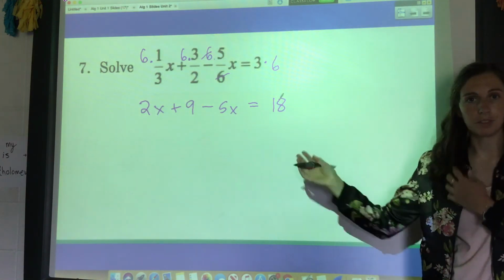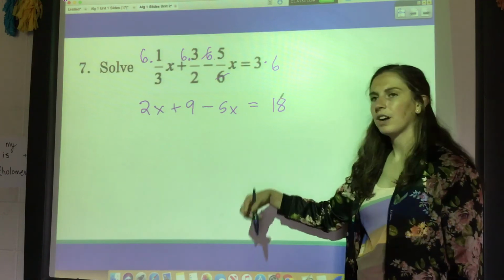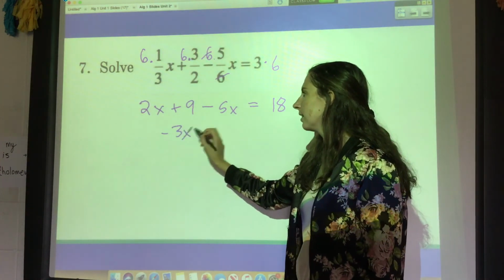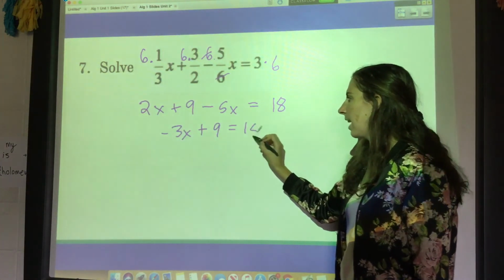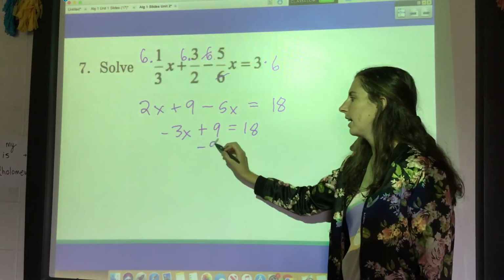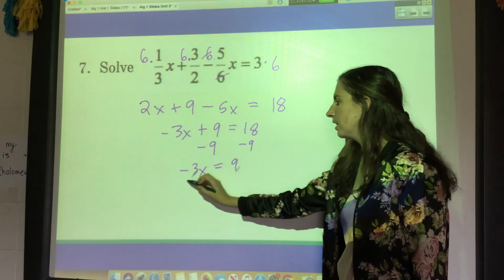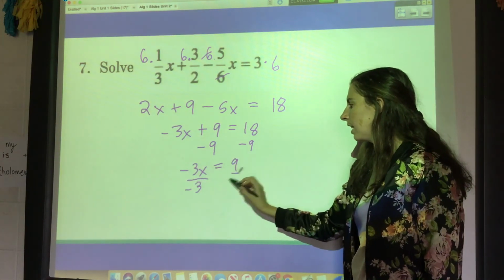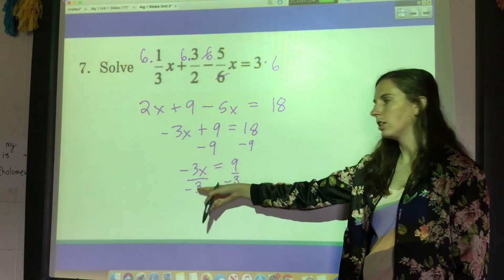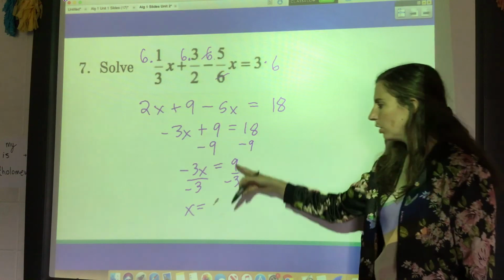Now I've just got rid of the fractions, which is nice. So I'll combine 2 and minus 5x, which is negative 3x. And now just get x by itself. So subtract the 9 first. And then divide by negative 3. Again, that's multiplication, so we need to divide to get rid of it. And so x is equal to negative 3.